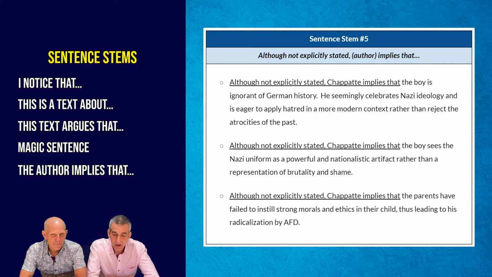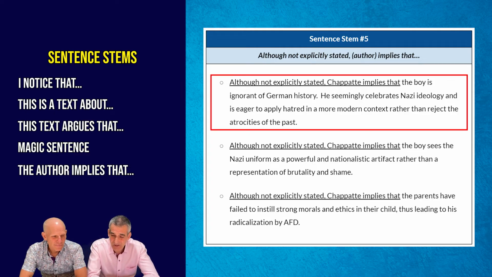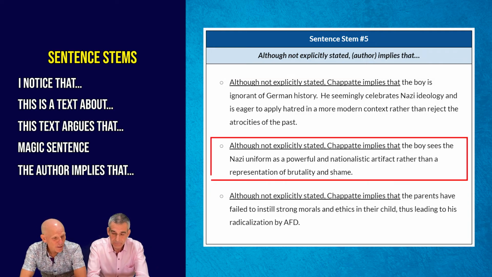Ooh, I like this one. Although not explicitly stated, Chapat implies that the boy is ignorant of German history. He seemingly celebrates Nazi ideology and is eager to apply hatred in a more modern context rather than to reject the atrocities of the past. Wow, that's great. Although not explicitly stated, Chapat implies that the boy sees the Nazi uniform as a powerful and nationalistic artifact rather than a representation of brutality and shame.